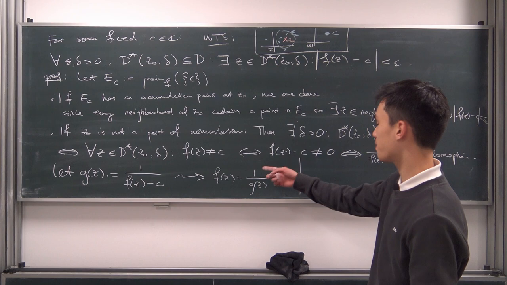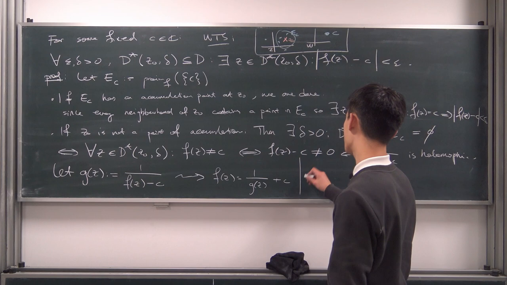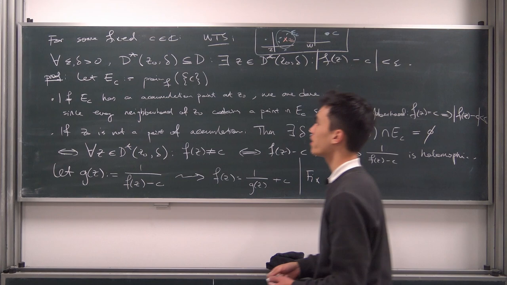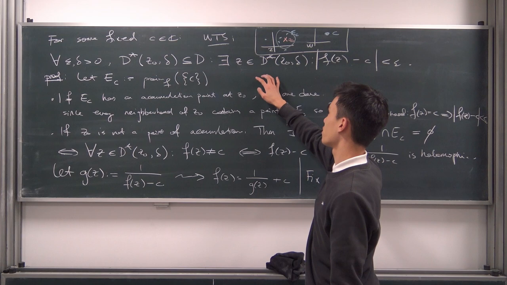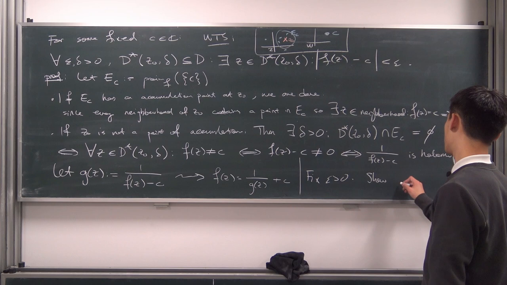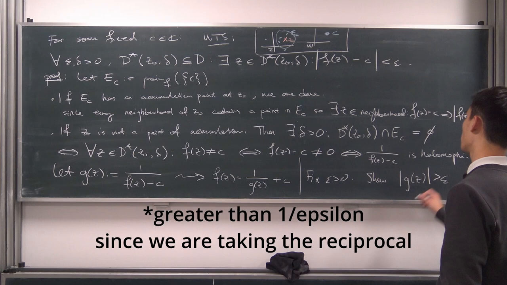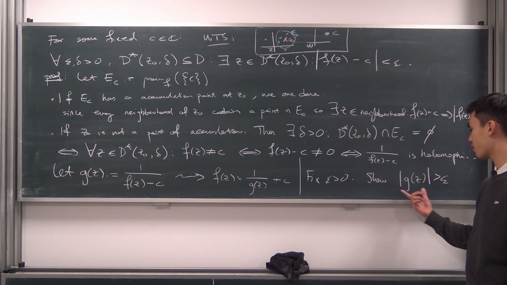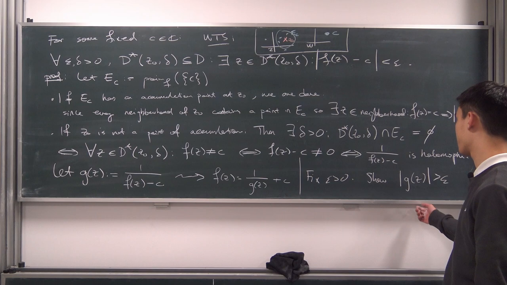We've picked some delta over here, and now we can fix epsilon greater than zero. So we fixed these two. We've gotten this disk that's holomorphic. And what we want to do is show that there exists a z in that disk where the modulus of f of z minus c is less than epsilon. This statement is equivalent to showing that the modulus of g of z is greater than 1 over epsilon, because g of z is just the reciprocal of that. So if we can show that g of z is greater than 1 over epsilon, then we're basically done. To proceed from here, we're just going to use contradiction.